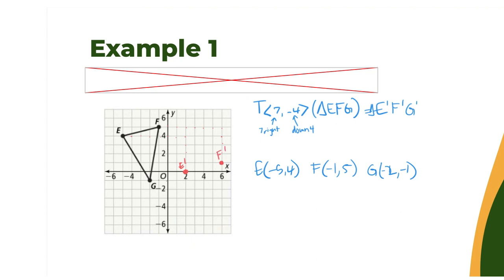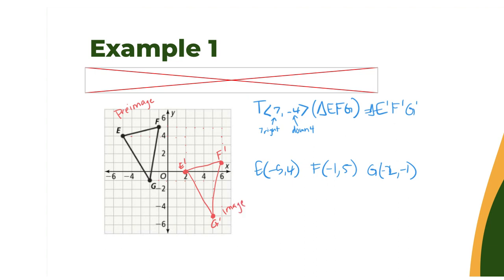And then 1, 2, 3, 4, 5, 6, 7, 1, 2, 3, 4. And here is G. So here's my new triangle. This is my pre-image, and here's my image.